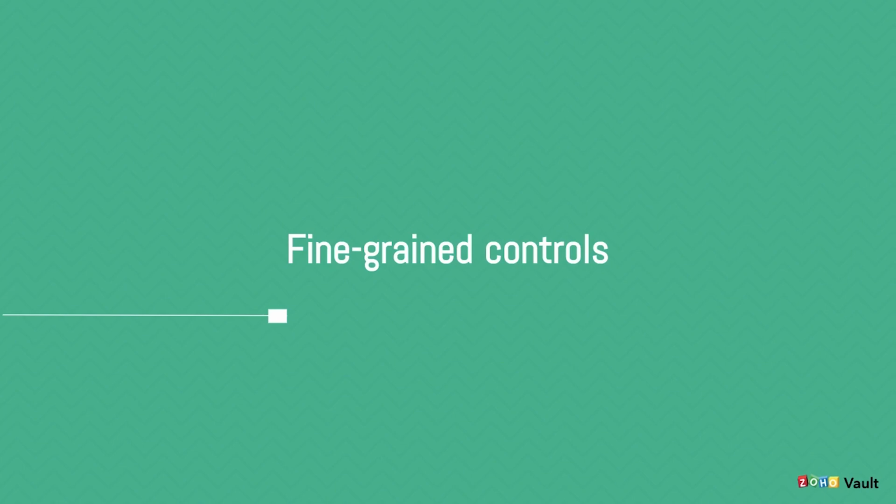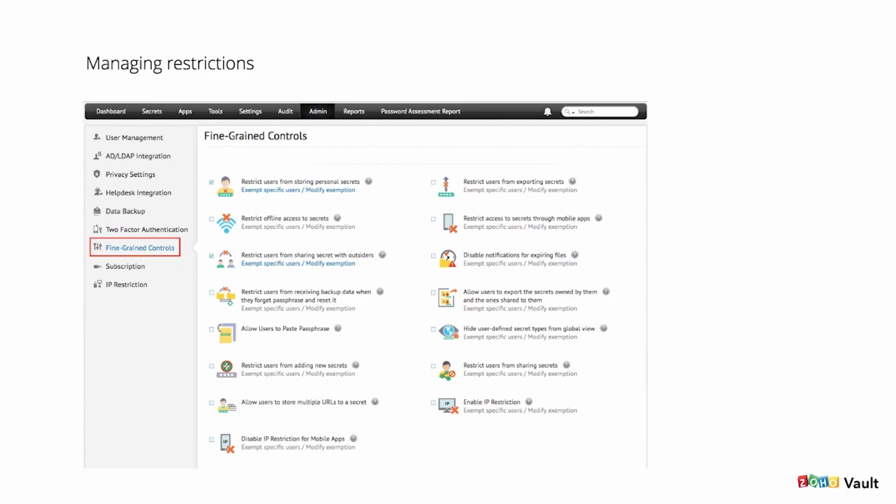Let's see how you can restrict users from accessing certain features using fine-grained controls. Okay, you can access fine-grained controls from the admin tab, and from here you can make a lot of restrictions and modifications to your Zoho Vault account. For example, you can prevent users from accessing Zoho Vault from their mobile apps, or even prevent users from adding new secrets, and a lot more. So there's a bunch of operations that you can find here. You can tweak certain functionalities as necessary.